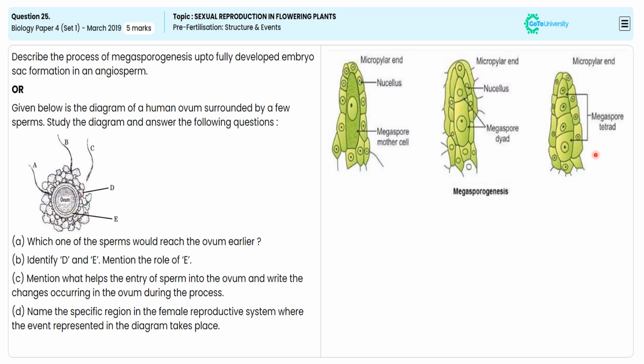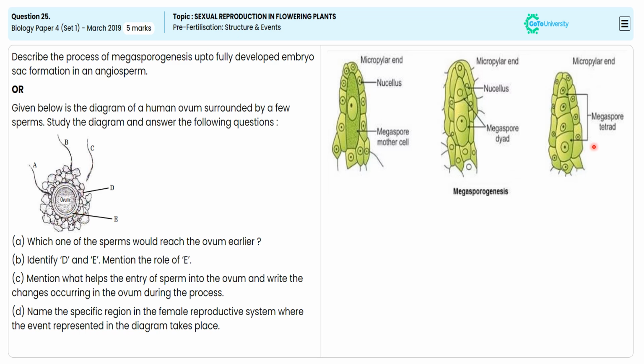Here in this particular arrangement, we can see the nucellus is having the megaspore mother cell, which is present within the ovule. Why do we need the megaspore? Because this megaspore only makes the female gametophyte or the mature embryo sac. In this way, if you are illustrating, we are getting 2 marks.